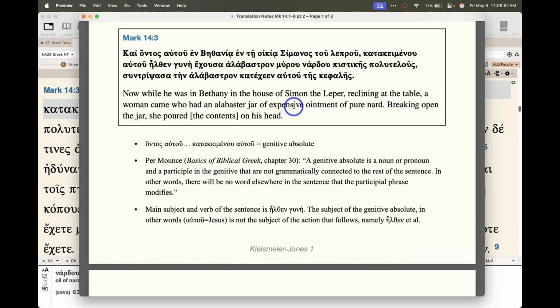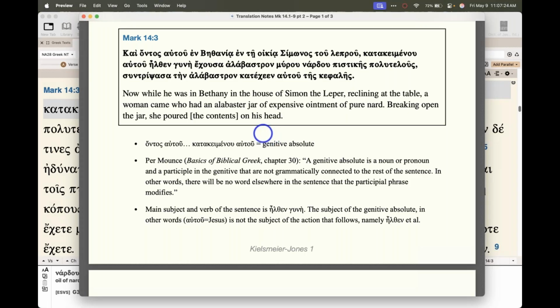But this verse does provide a number of translational challenges. Here's how I rendered it, and I'd consider this a provisional translation, something that I might want to look at a little bit more if I were to actually go to print with this. But now, while he was in Bethany, in the house of Simon the leper, reclining at the table, a woman came who had an alabaster jar of expensive ointment of pure nard. Breaking open the jar, she poured the contents on his head.